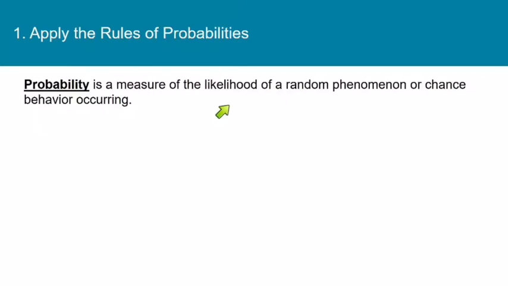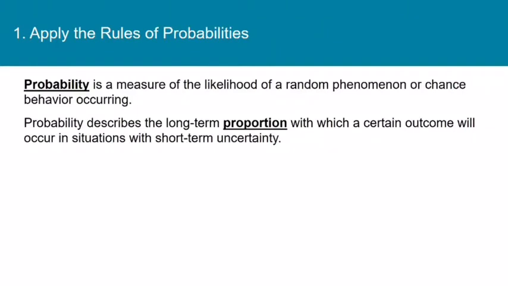Probability is a measure of the likelihood of a random phenomenon or chance behavior occurring. Probability describes the long-term proportion with which a certain outcome will occur in situations with short-term uncertainty. For example, if you flip a coin, there's no way to know whether the next flip will give you heads or tails, but you can know that about 50% of the time you'll get heads and about 50% of the time you'll get tails. So there's uncertainty in the short term because you don't know what the next result will be, but probability tells us what the long-term proportion of a certain outcome will be.